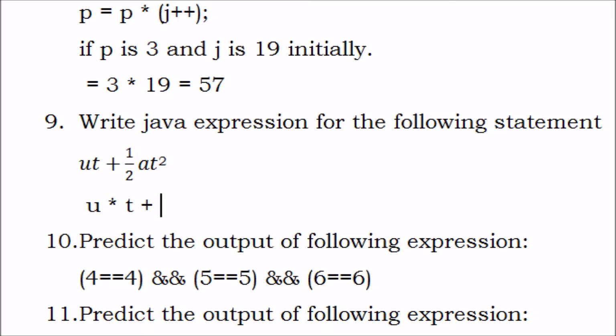Okay, then for half, write it like this, and this half is going to be multiplied with the thing at square. So I'll write a into t into t, so that is at square. Okay, and I just forgot to put another multiplication sign here.